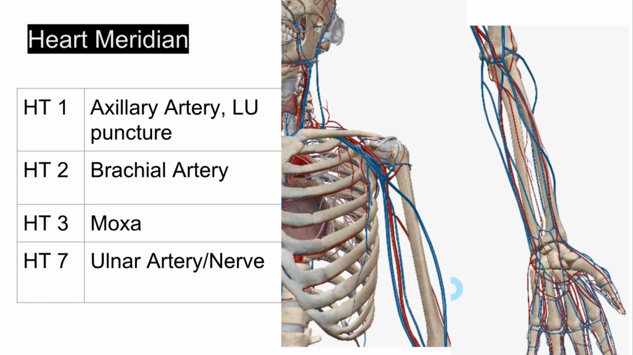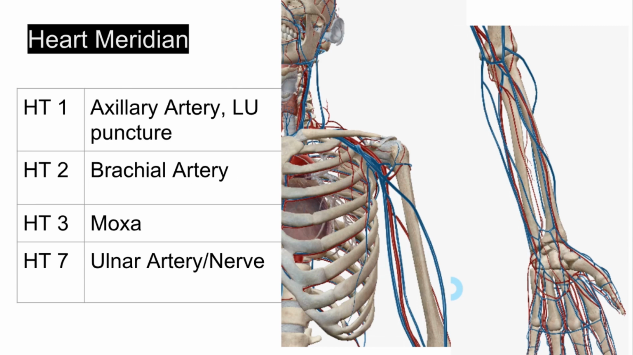So, heart meridian. The 4 high yield points are heart 1, heart 2, heart 3, and heart 7. Heart 1 is located with the patient's arm abducted. You can ask the patient to put their hand on the back of their head. You slide your finger up the outside of the rib cage between the two muscles, pec major and latissimus dorsi, right up into the armpit at the highest point. The caution for this point is the axillary artery, and if you go too medially into the chest, you can puncture the lung.